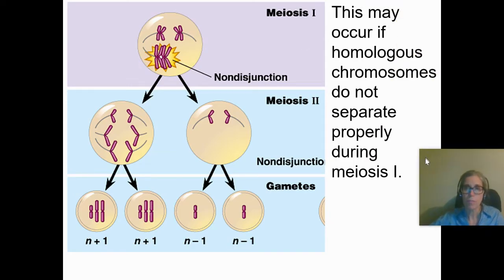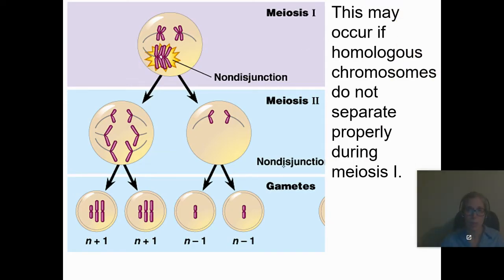So this can occur if homologous chromosomes don't separate properly in meiosis 1. When that happens, you end up having a problem in all of the sperm or egg that are made by the end. They all have either too many or too few.